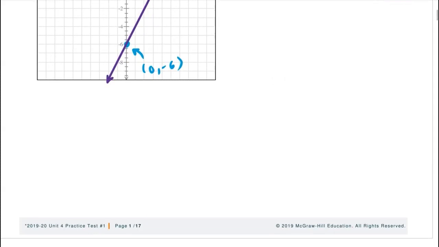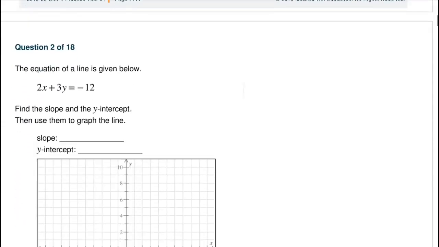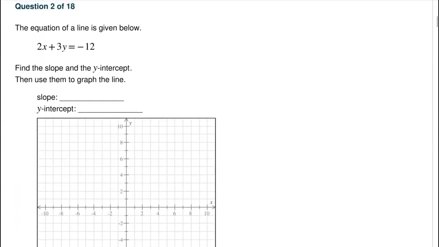Alright, we're heading to number 2. The equation of the line is given below: 2x plus 3y equal to negative 12. Find the slope and the y-intercept, then use them to graph the line.